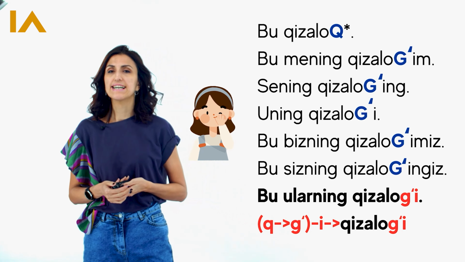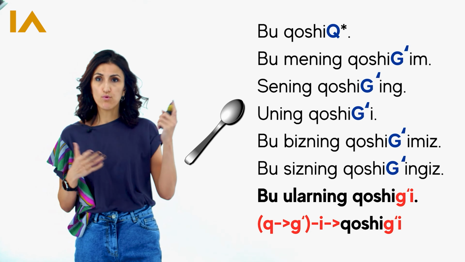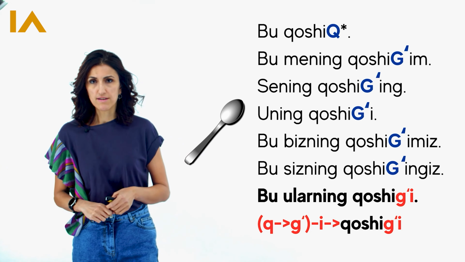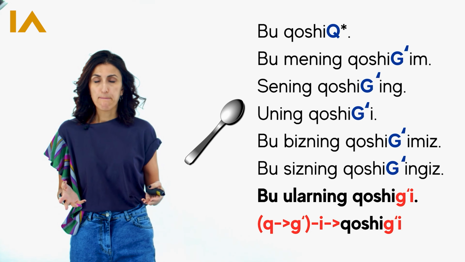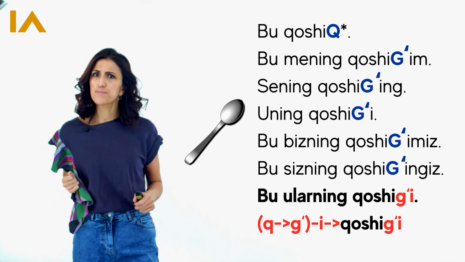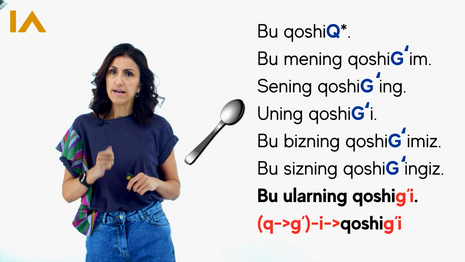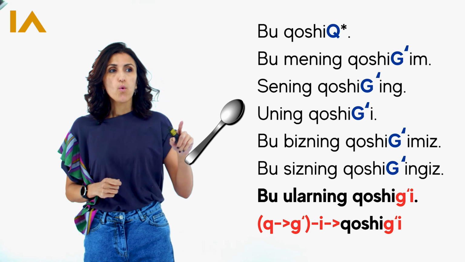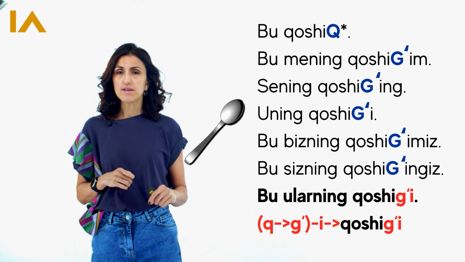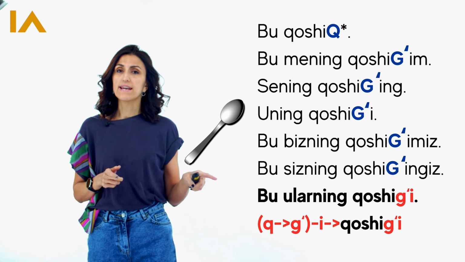One more word, qoshiq, spoon. Bu qoshiq. If it's just there, you can say, mana qoshiq. Here's a spoon. But if someone wants to take it, you say, yo'q, bu mening qoshig'im. This is my spoon, right? Or, this is your spoon: mana, bu sizning qoshig'ingiz. Uning qoshig'i. Saidaning qoshig'i. Bu bizning qoshig'imiz, our. Bu sizning qoshig'ingiz, your. Ularning, their.